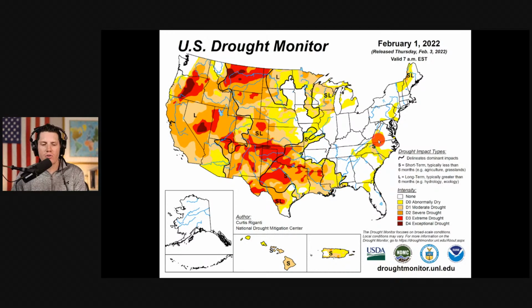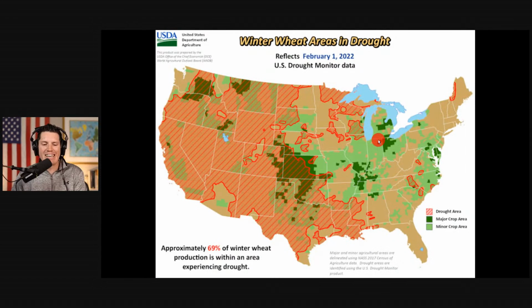In regard to the crops, USDA says that 69% of U.S. winter wheat areas are experiencing a drought. That's probably the biggest concern for our markets near term. 15% of U.S. soybean areas and 20% of U.S. corn areas are also experiencing a drought. So certainly something we've got to pay attention to as we get closer to this year's growing season.